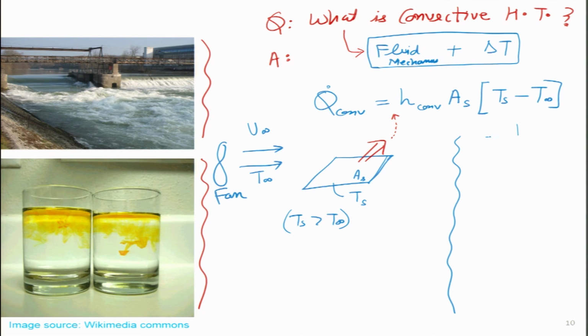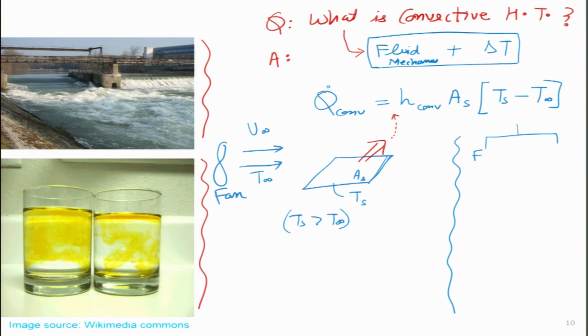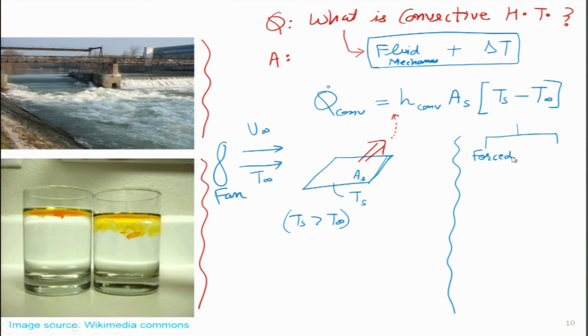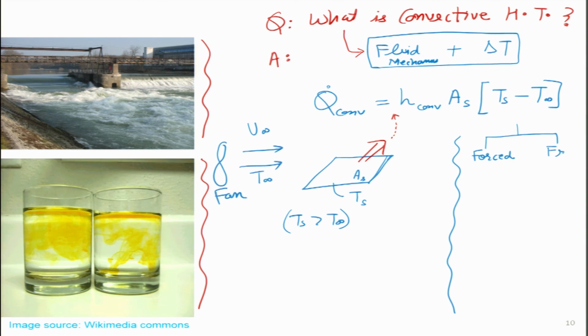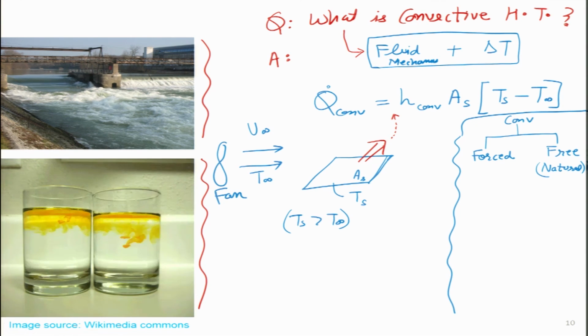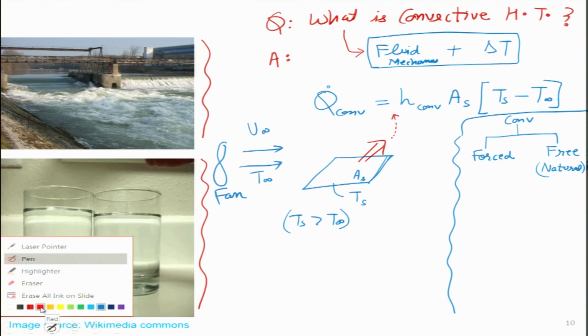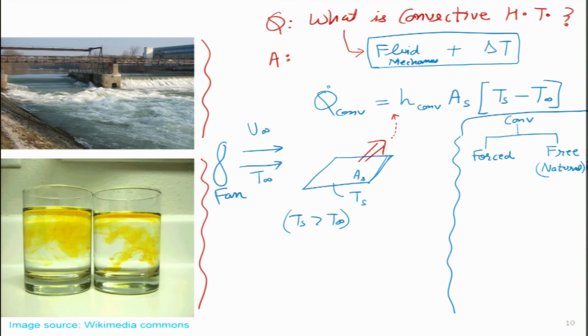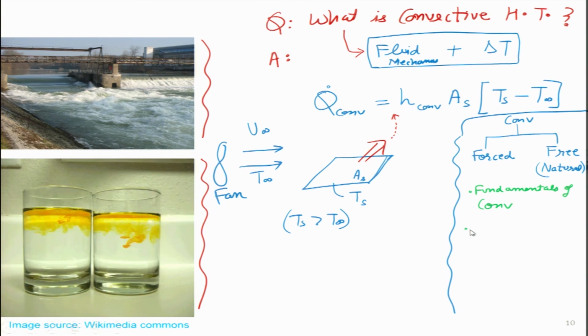So, the first category that we will make is whether this convective heat transfer is forced, which is one type of convective heat transfer, or it is free, and in the free case it is also known as natural convection. So, convection can either be forced or it can be free. We will generally start with this type of classification, and based on this, several topics we will be studying in the next few lectures. For instance, we will look at the fundamentals of convection. For short, I will just write it as CONV, convection.